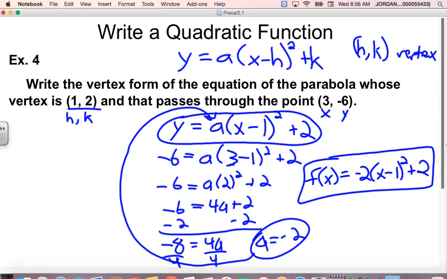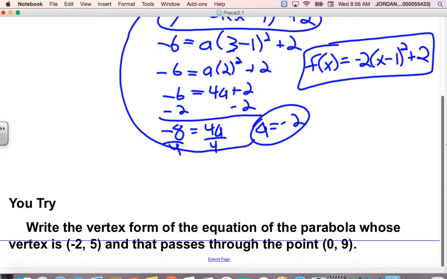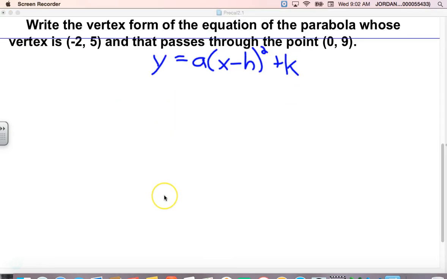All right, go ahead and try the one down here on your own. I'll pause the video and y'all can give it a try. Okay, so in this problem, we're going to do the same thing we just did an example of. So let's plug in the vertex, remember, is h and k.